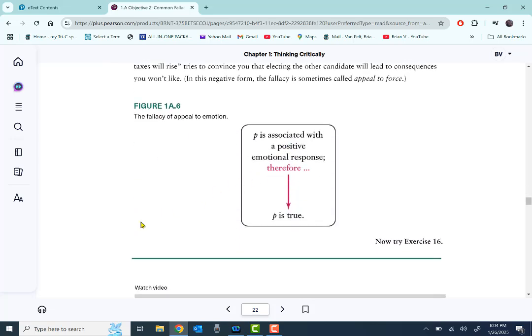So here, whatever the statement is, it's associated with a positive emotional response. So P is, they're talking about the love of your baby. You love your baby. So, well, no, I'm sorry. I made a mistake when I said that. P is not you love your baby. P is the goodness of the Michelin tires, quality of tires. So the quality of tires is associated with a safe baby. So therefore, Michelin's tires are quality.